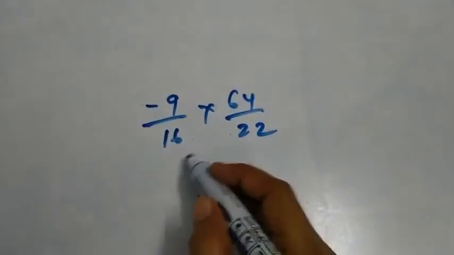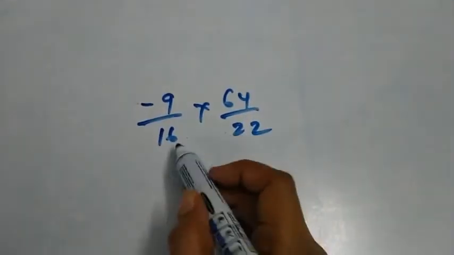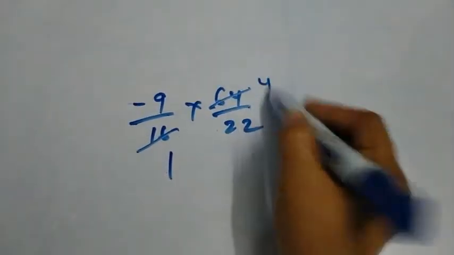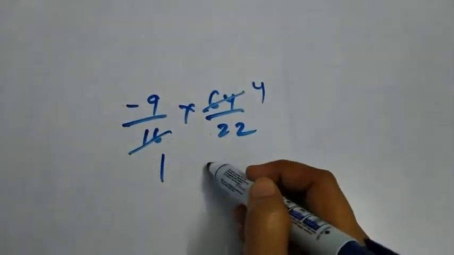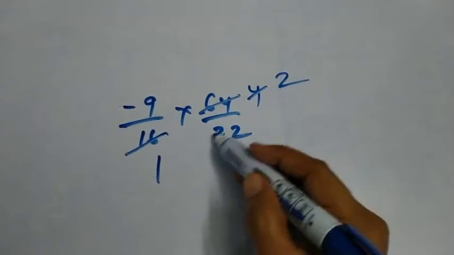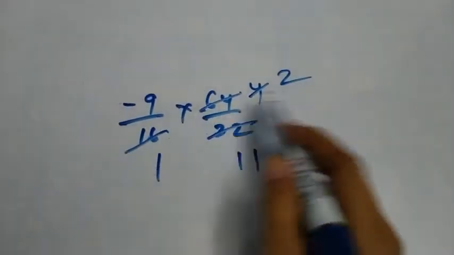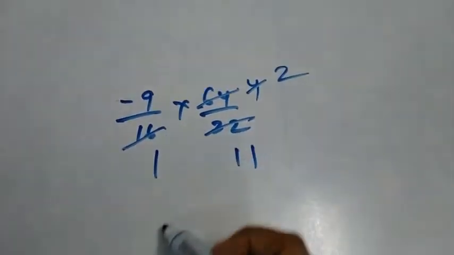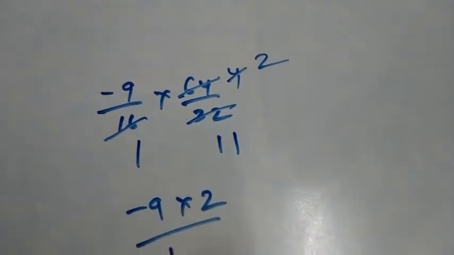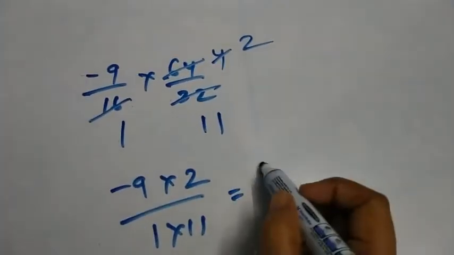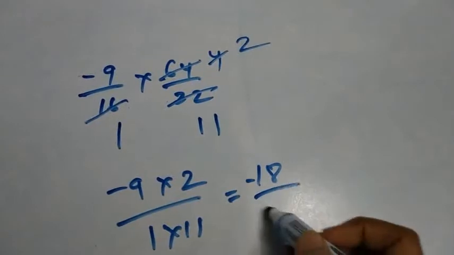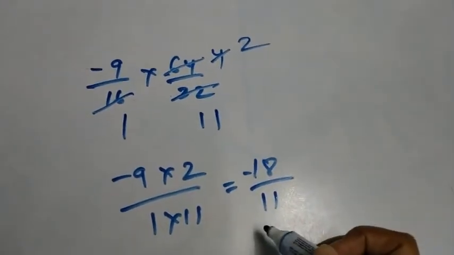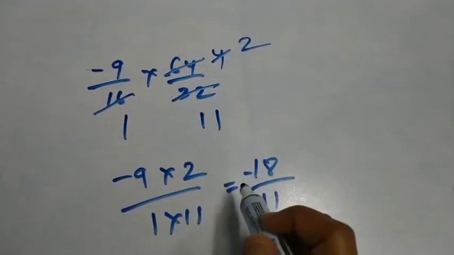Now -9/16 multiplied by 64/22. So 16 1s are 16, 16 4s are 64, so that gets cancelled. Is anything else getting cancelled? Yes, 2 2s are 4 and 2 1s are 2, so 22 becomes 11 and 64 becomes 2... now nothing can be cancelled, so -9 multiplied by 2 and 1 multiplied by 11. 9 2s are 18, minus times minus is plus, and 11 1s are 11. Okay, in multiplication we can cancel them.